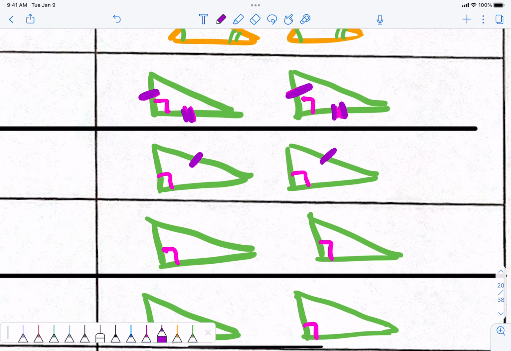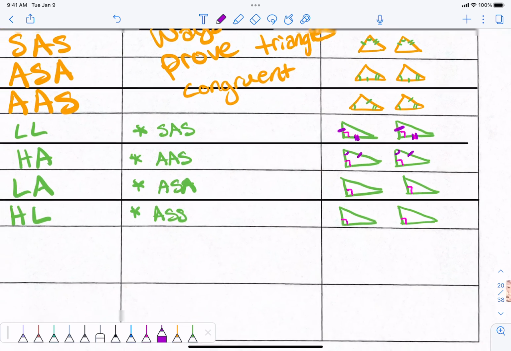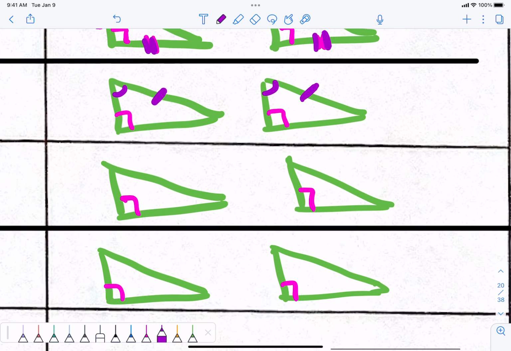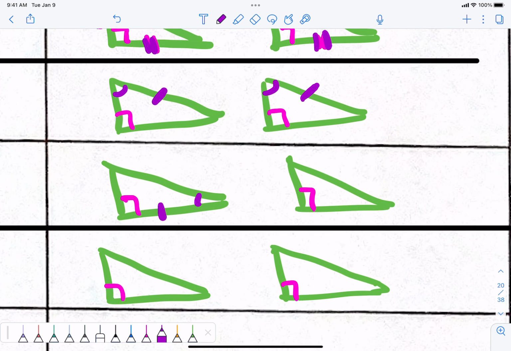Does it matter which angle you use? Let's use the top one just to be different. Hypotenuse angle, there he is. Okay, hypotenuse angle. Leg angle, which leg do you want to use? The bottom one, sure. And which angle? It's got to be the bottom angle. If you use leg angle, it's got to be the bottom angle. Okay, so leg angle matches those guys.